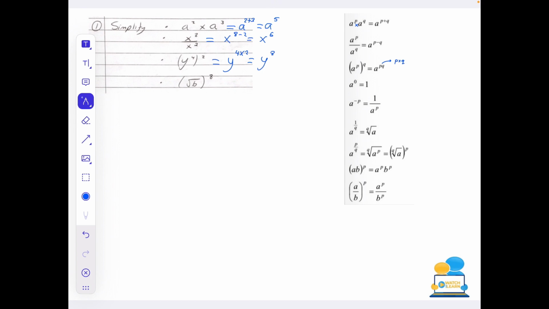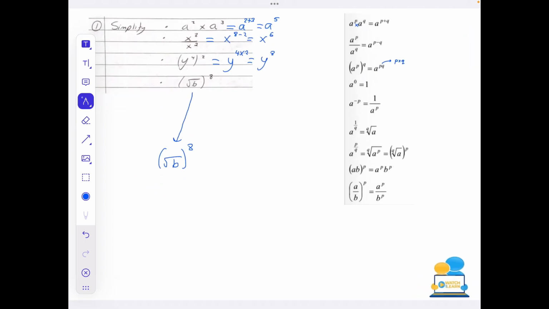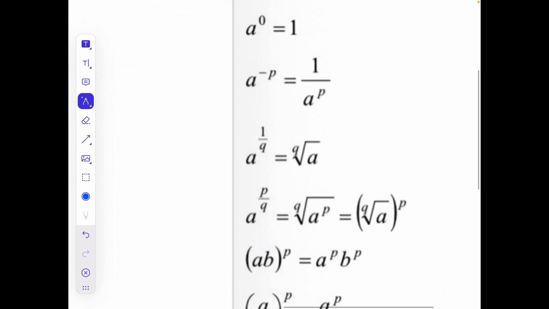Okay, so those first 3 things there, they're just straightforward applying the rules of indices. The last part here now, we're going to get into the first thing that I said we need to learn off by heart. So I'm just going to write a little bit bigger down here. We have the square root of b all to the power of 8. Now, when I look over here, I can see I have something about a square root, but it has something funny sitting up there.